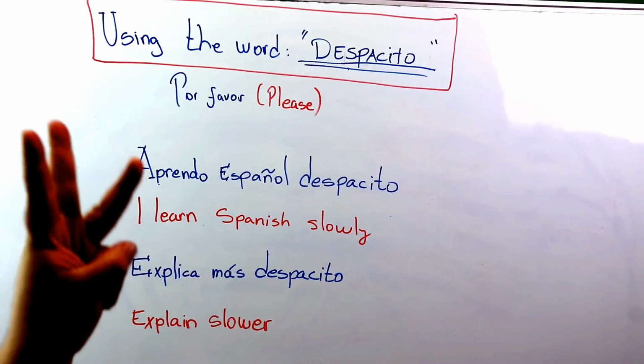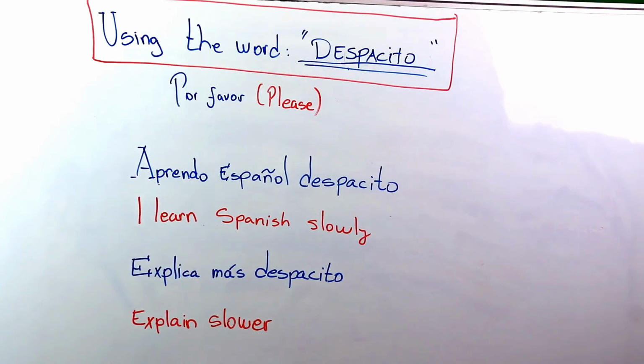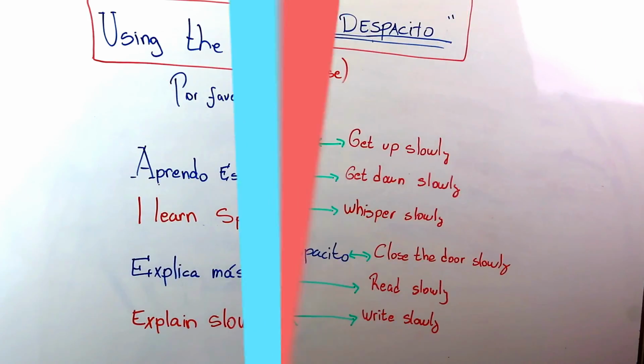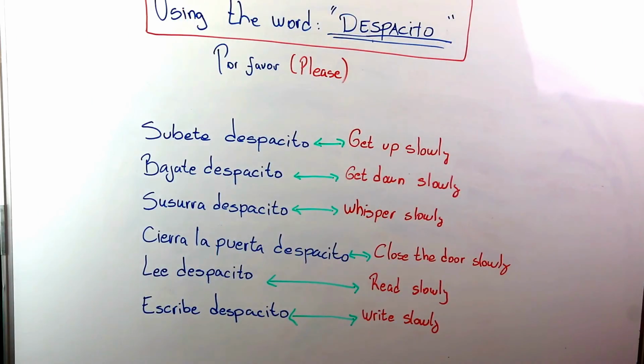So here we got three examples of how we can use the word despacito. Okay, boys and girls, chicos and chicas, we are doing really well. Now, the final examples using the word despacito. Súbete despacito. Get up slowly. Súbete. Three syllables. Súbete despacito. Next one. Get down slowly. Bájate despacito.